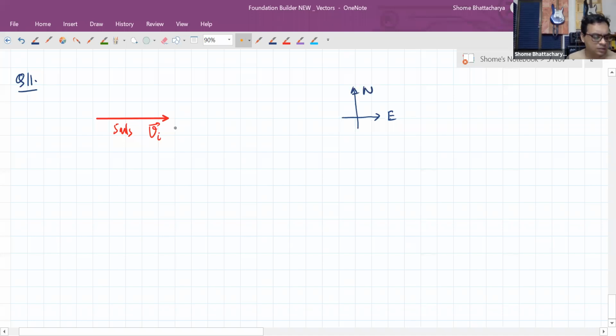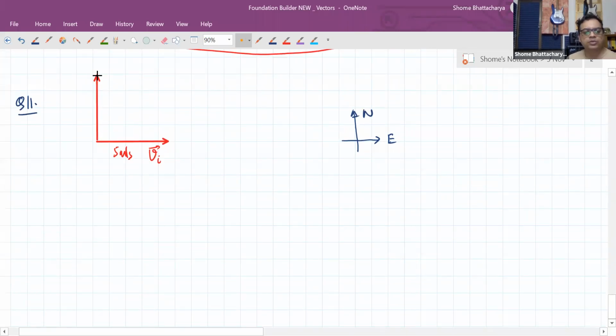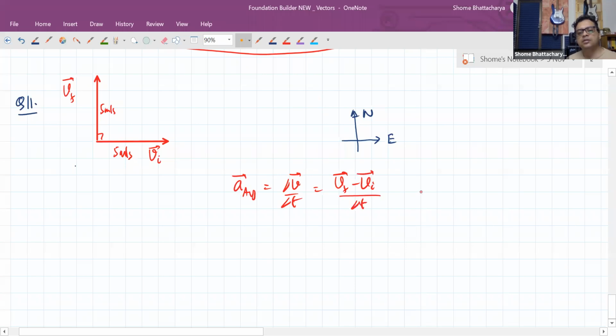Okay. Now after some time it turns and its velocity changes to, after 10 seconds it changes to 5 meters per second northwards. So the final velocity after some time is, if I draw it from the common origin, it's like this. This is the final velocity, and this is also 5 meters per second. Okay. So now what will be the average acceleration? It is change in velocity upon change in time. So it is final velocity minus initial velocity upon the time interval. And delta t is given to us as 10 seconds.